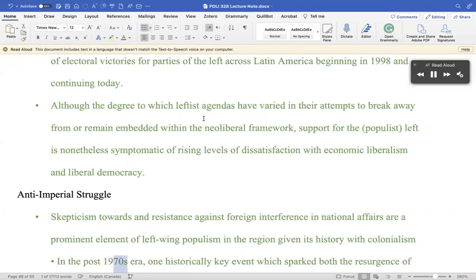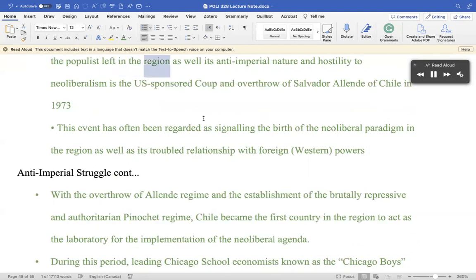In the post-1970s era, one historically key event which sparked both the resurgence of the populist left in the region as well as its anti-imperial nature and hostility to neoliberalism is the U.S.-sponsored coup and overthrow of Salvador Allende of Chile in 1973. This event has often been regarded as signaling the birth of the neoliberal paradigm in the region as well as its troubled relationship with foreign, Western powers.